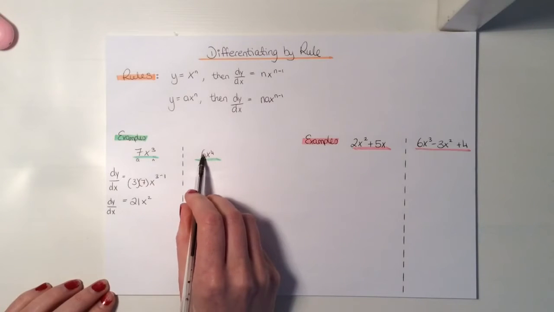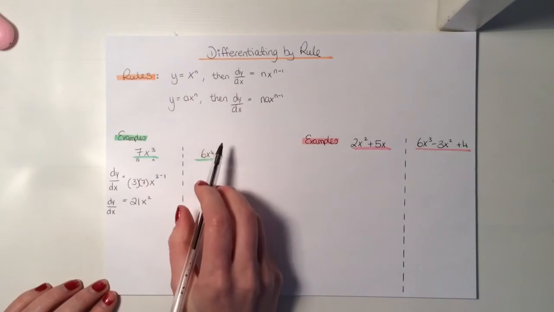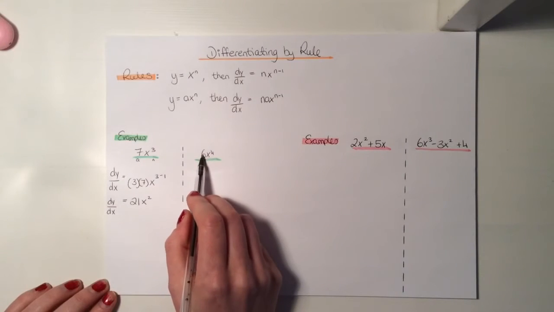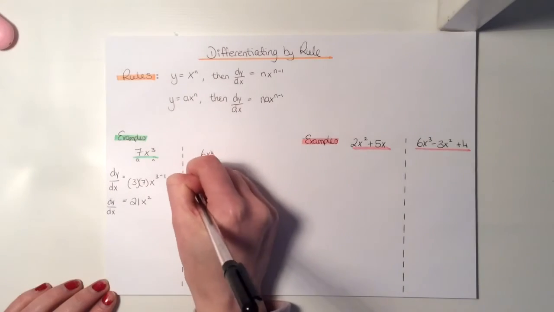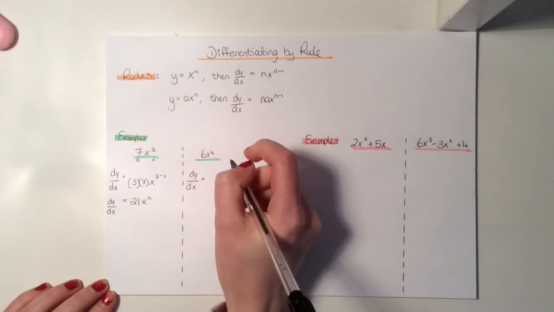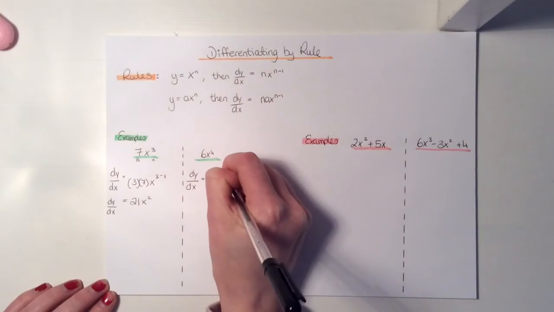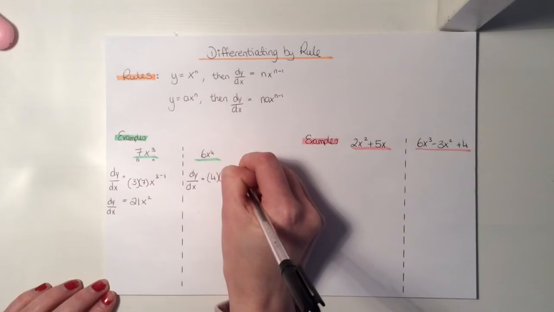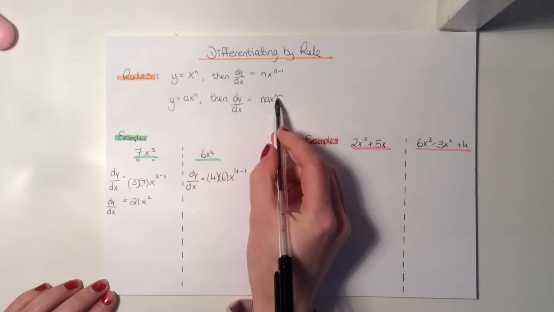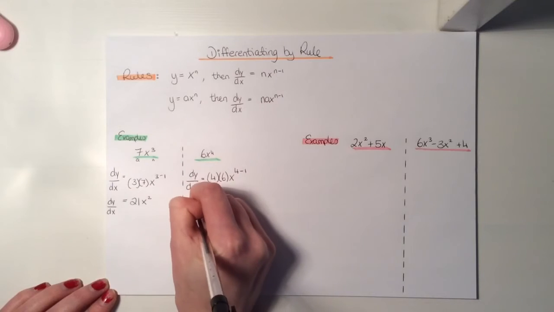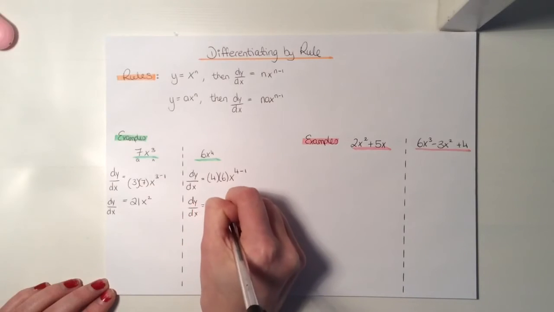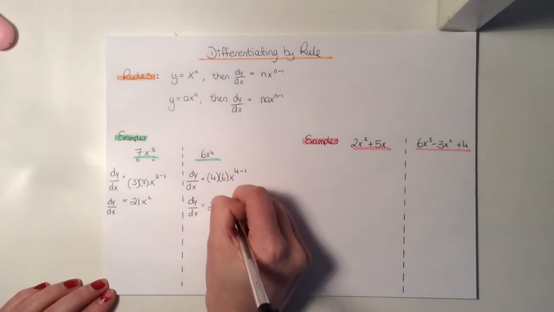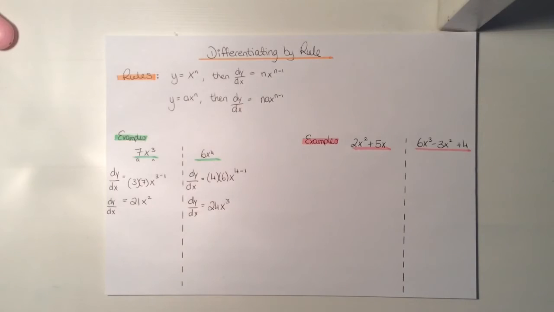So here we've got 6x to the power of 4. Again, you want to multiply the 4 by the 6 and minus 1 from your power. So dy dx equals, bring the 4 down, multiply it by the 6, and then your power minus 1, n minus 1. So dy dx equals 4 times 6 is 24, 4 take away 1 is 3. So the derivative of 6x to the power of 4 is 24x cubed.